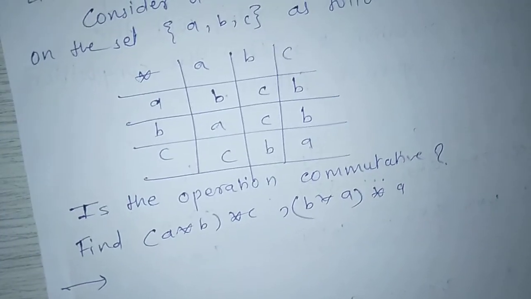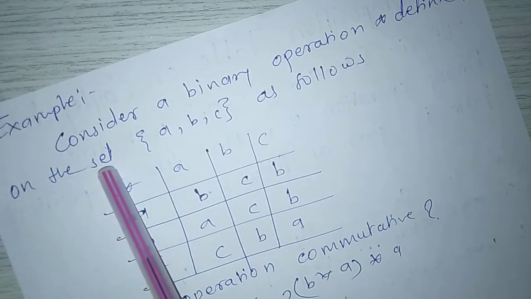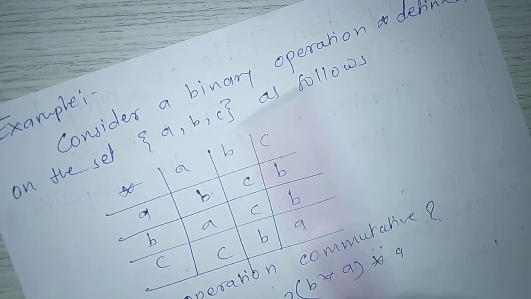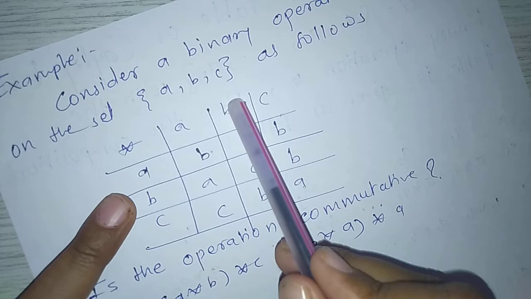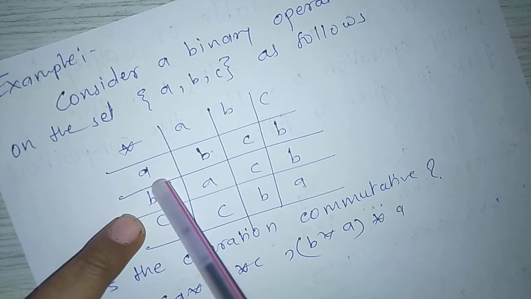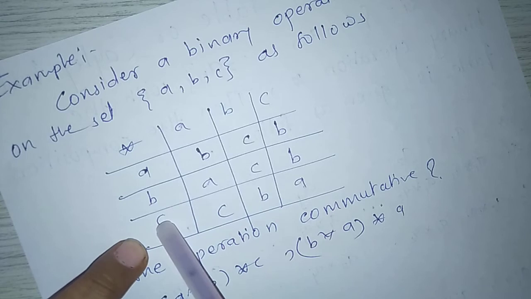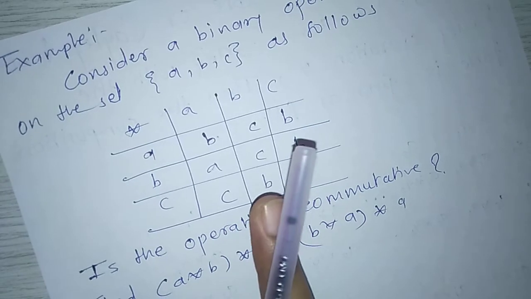Next, see an example. Consider a binary operation star defined on the set A, B, C as follows. A star A equals B, A star B equals C, A star C equals B, B star A equals A, B star B equals C, B star C equals B, C star A equals C, C star B equals B, C star C equals A. This is the given composition table.